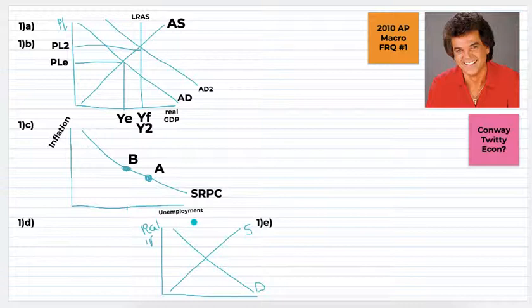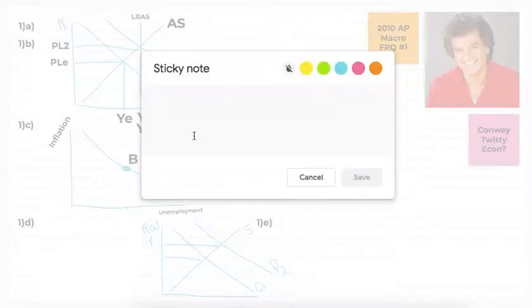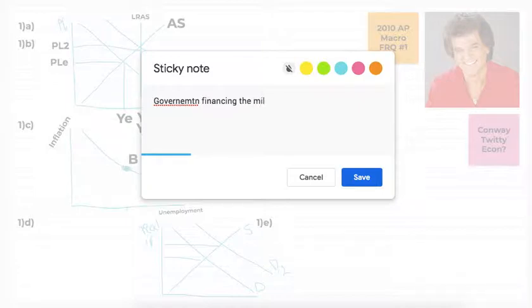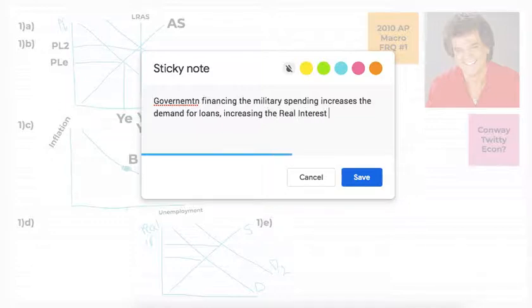And if the government needs more loans, that increases the demand for loans, which causes crowding out. But that doesn't have anything to do with this problem, and that causes the real interest rates to shift up. So you just need to write something along those lines: government financing the military spending increases the demand for loans, increasing the real interest rate.